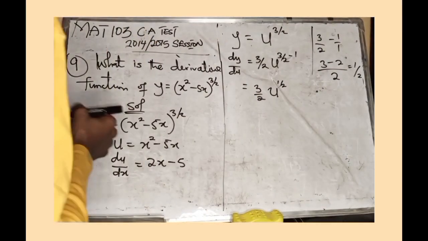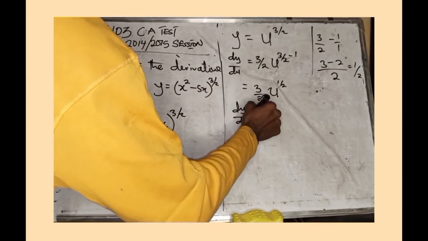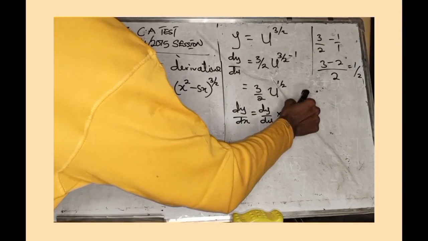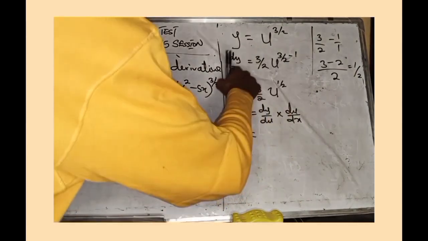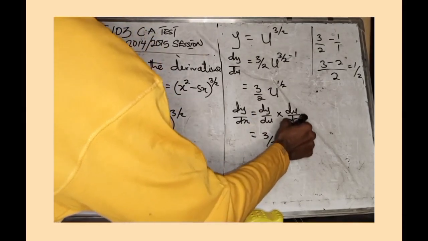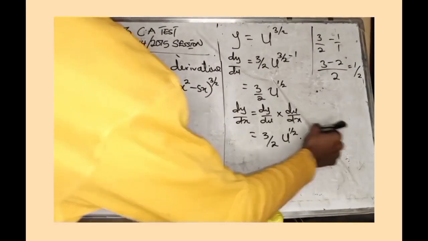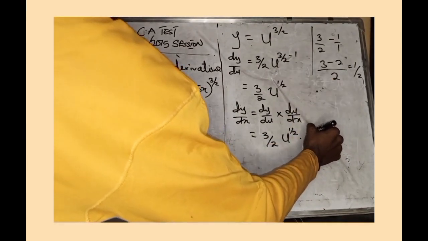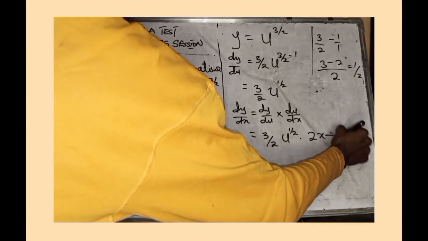Alright, so now by chain rule, the formula is dy over dx is equal to dy over du multiplied by du over dx. So the dy over du here is this: 3 divided by 2 u to the power of 1 over 2, times the du over dx, which is 2x minus 5.